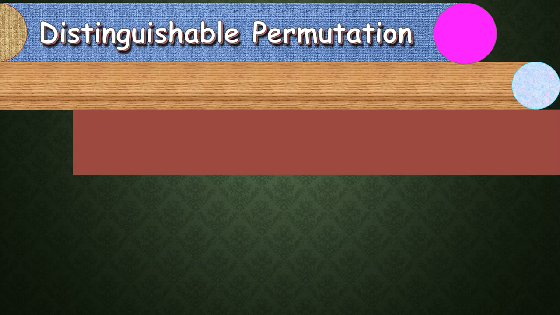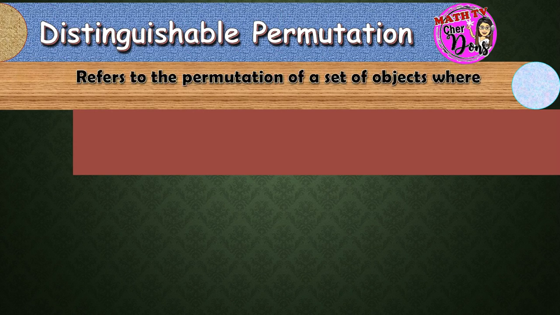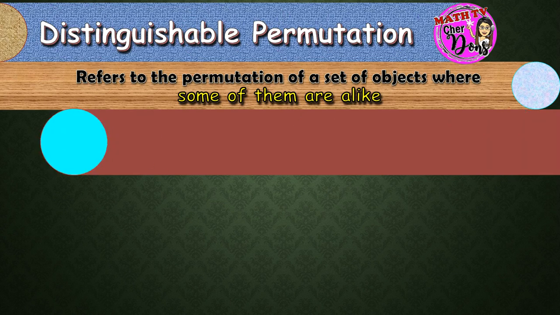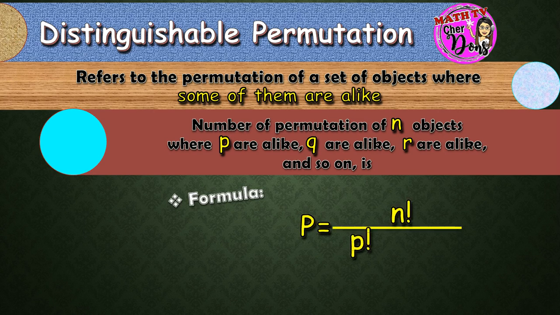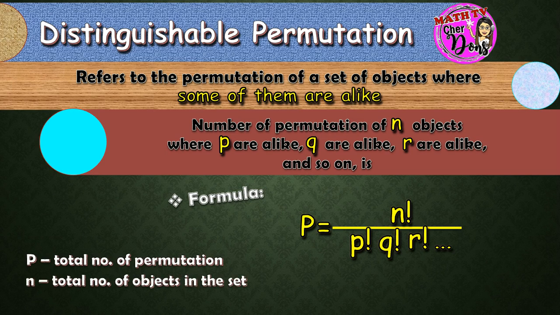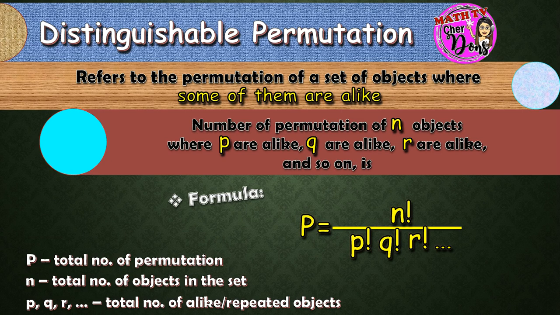Let us first define it. Distinguishable permutation refers to the permutation of a set of objects where some of them are alike. The number of permutations of n objects where p are alike, q are alike, r are alike, and so on is equal to n factorial divided by p factorial times q factorial times r factorial, and so on, where n is the total number of objects in the set, and p, q, r are the numbers of alike or repeated objects.